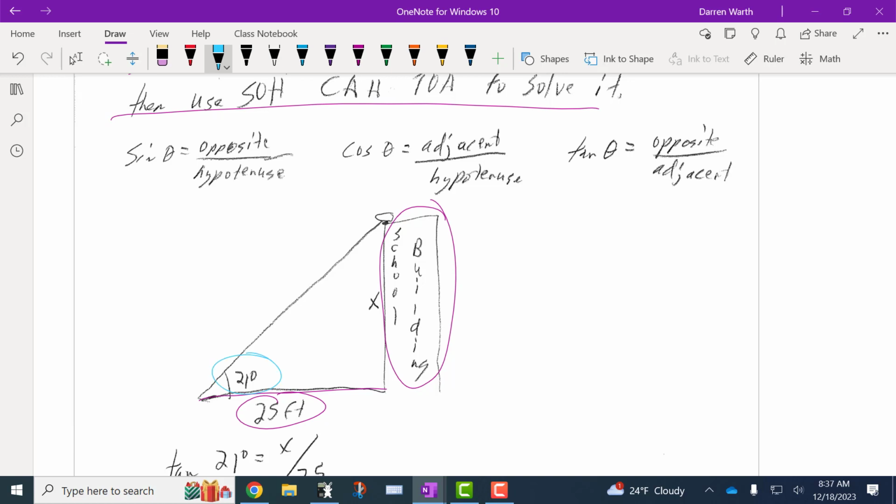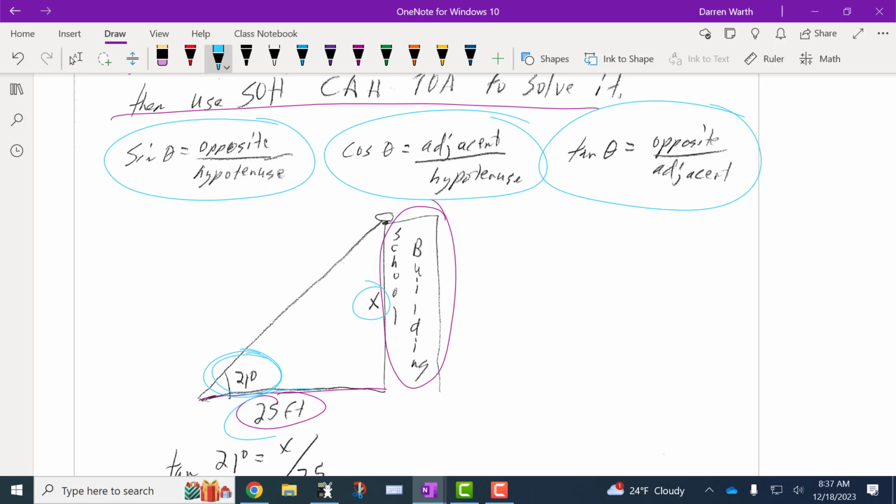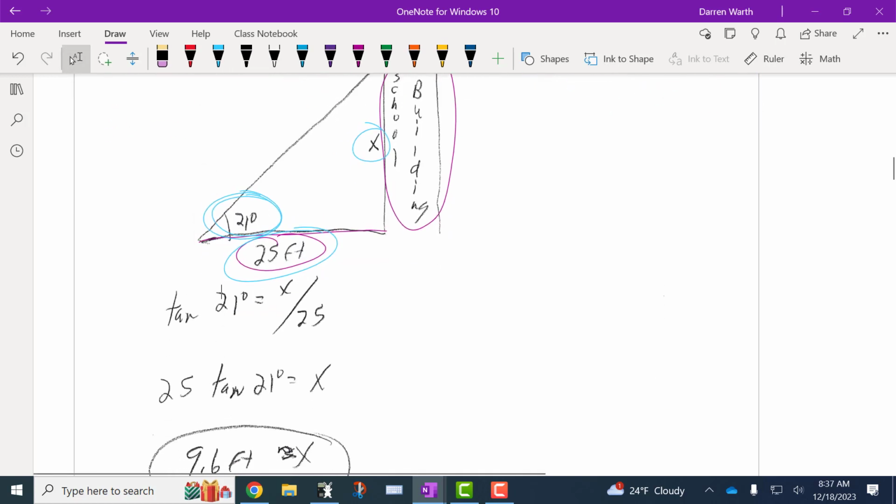So I'm going to use my SOHCAHTOA. Sine is opposite over hypotenuse. Cosine is adjacent all over hypotenuse. Tangent is opposite over adjacent. So working from the 21 degrees right here, I notice that this is opposite all over adjacent. So that means I'm going to set up using my tangent ratio. So the tangent of 21 degrees is the opposite, which is x, the one I'm looking for, all over adjacent, which is how far away I am from the building, which is 25.